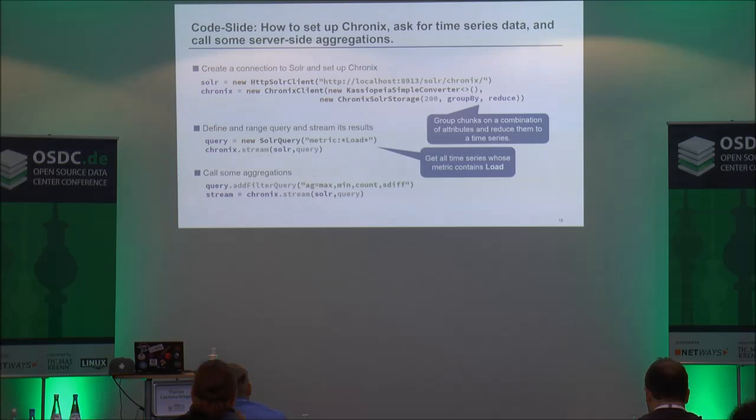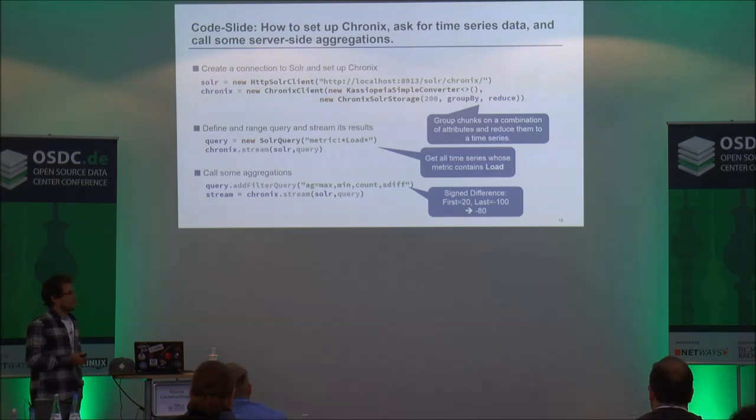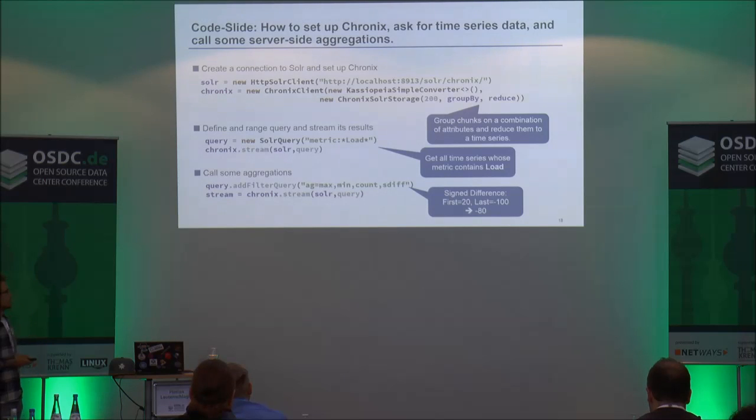And if you want to do some aggregations, we use the filter query mechanism, and we pass our expression. In that example, we want to get the maximum, the minimum, we want to count the time series, and we want a signed difference of the time series. That means if the first value is 20 and the last value of the time series is minus 100, the signed difference is minus 80. And the way we stream the data is similar to above.